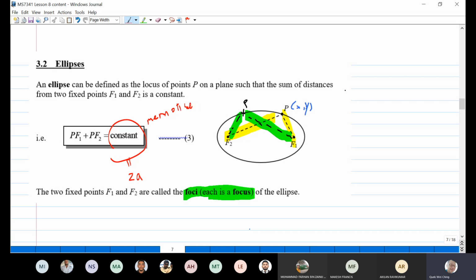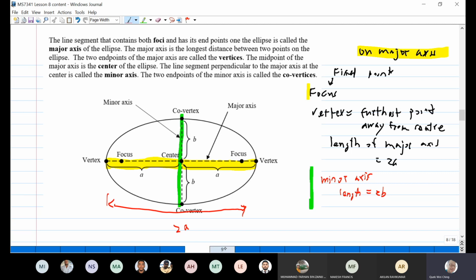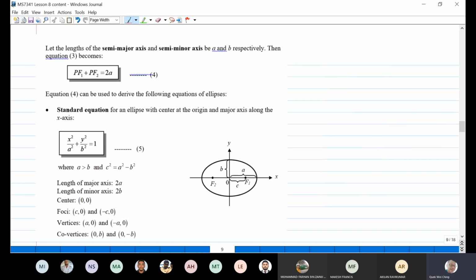Okay, this is 2a. What does 2a mean? It's the distance from vertex to vertex here. So this is V1, this is V2 here. This distance is 2a. This is the distance, so PF1 and PF2 added together is 2a. Based on this, that is why we have this equation. Memorize here.